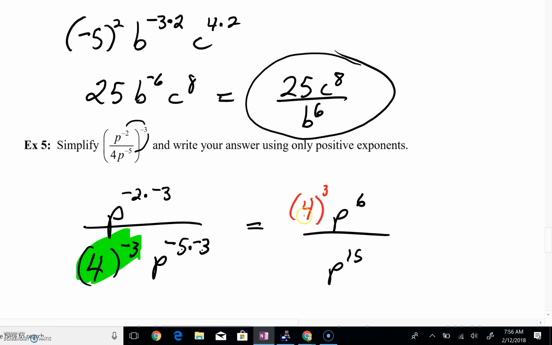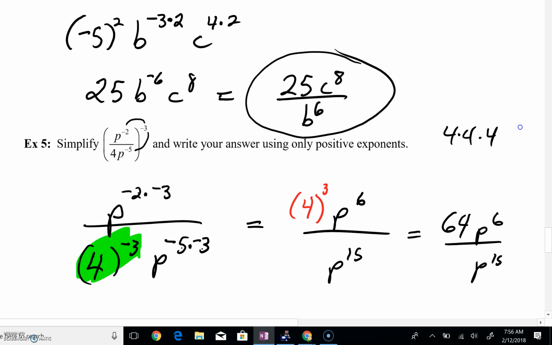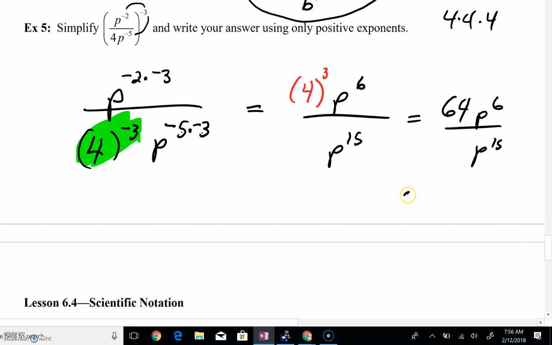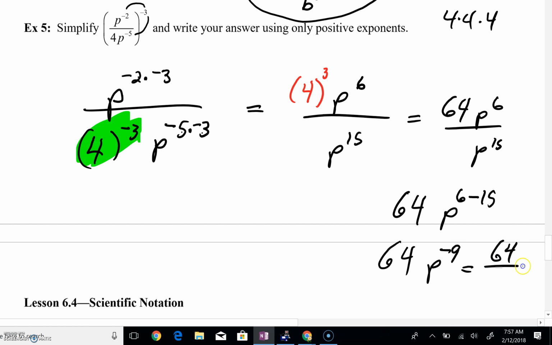Now, 4 to the 3rd, of course, if you multiply 4 by itself 3 times, you're actually going to get 64. And you could quickly do that on the calculator. But there's one last remaining issue. You'd say, well, what about this p to the 6 all over p to the 15th? This is where you got to subtract, right? 6 minus 15 is going to get you negative 9. And then you got to move it. So that's 64 over p to the 9th.